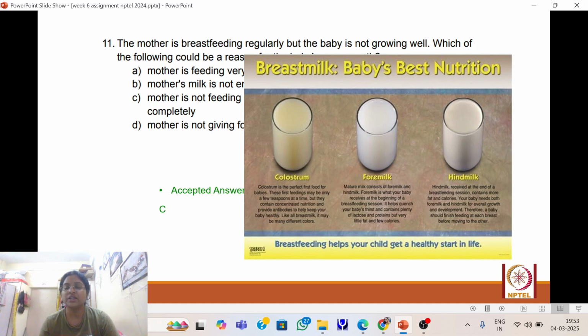After some time, the foremilk will stop and hind milk will start coming, at the end of the breastfeeding session, containing more fat and calories. This is required for the baby's overall growth and development, both foremilk as well as hind milk. Therefore, one breast session should be completed totally, then only should you move ahead to the next breast. If your first breast is still giving milk but you stop in between and shift to the second breast, the baby may not be getting the full nutrition required. Okay, I hope this is clear.